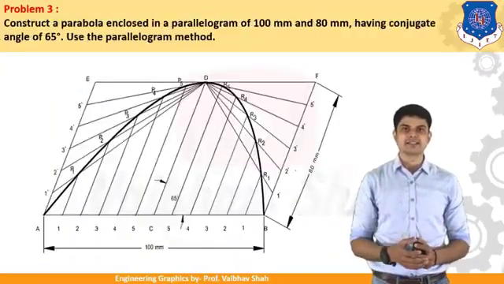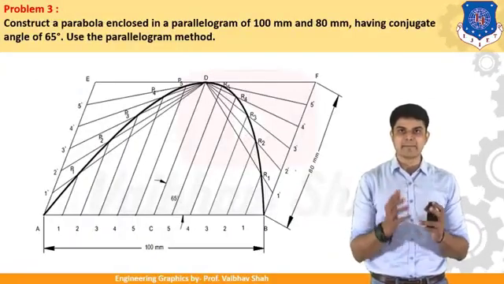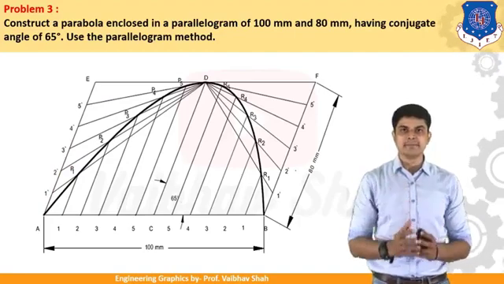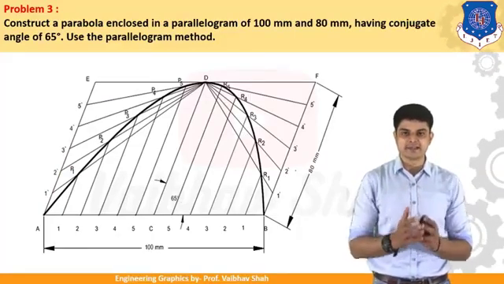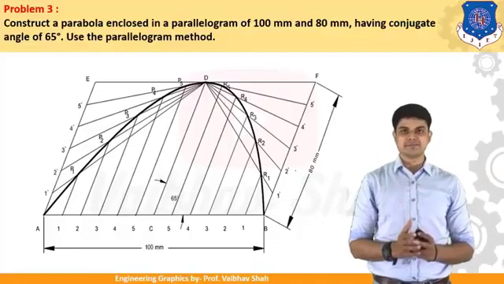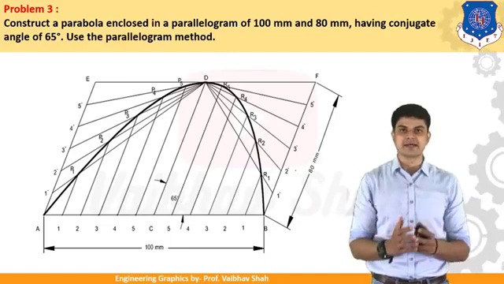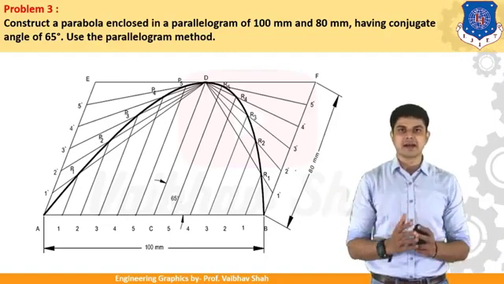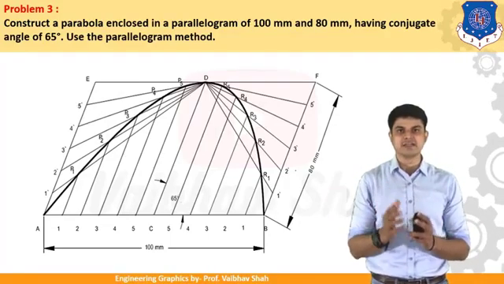So let us move ahead and see one more example. Construct a parabola enclosed in a parallelogram of 100 mm and 80 mm having a conjugate angle of 65 degrees. Use the parallelogram method to construct the parabola. As we have seen previously, it was our rectangle method. Now we are constructing the parabola by the parallelogram method, which is the same method as we have seen in our ellipse.